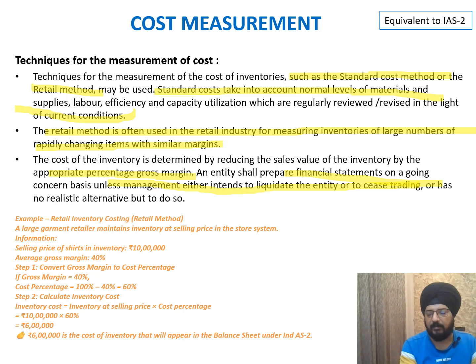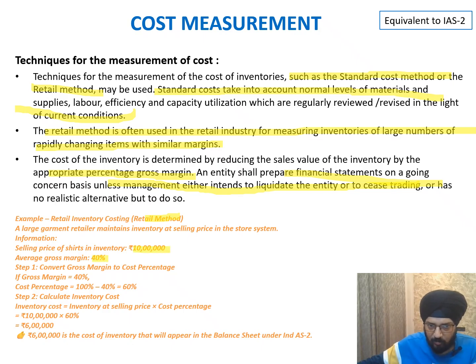So for that method, we have the retail method rate, which is the gross margin rate. We have illustrated it with an example here. Related retail inventory costing is the retail method. A large garment retailer maintains inventory at selling price in the store system. The selling price of the shirts in the inventory is rupees 10 lakh. Average gross margin is 40%.